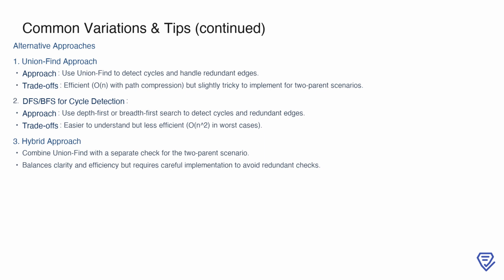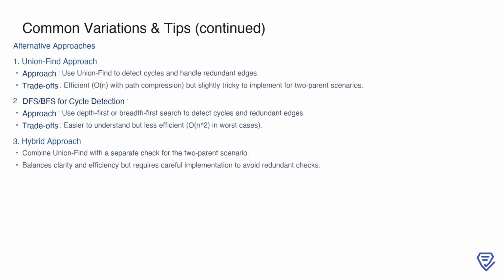The union find approach is highly efficient, with a time complexity of O(n) when using path compression. However, it can be slightly tricky to adapt union find for handling the two-parent scenario, so careful implementation is required. Another option is using DFS or BFS for cycle detection. These methods are often easier to understand and implement, but they tend to be less efficient, with a worst-case time complexity of O(n squared).